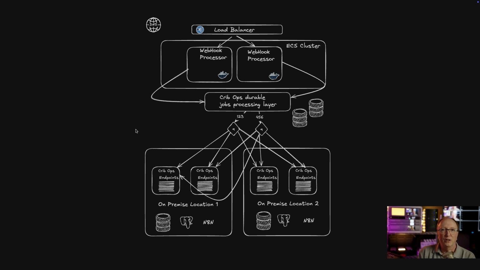That's it in a nutshell. GHL and n8n made better together with CribOps.